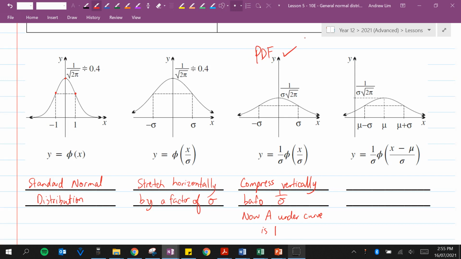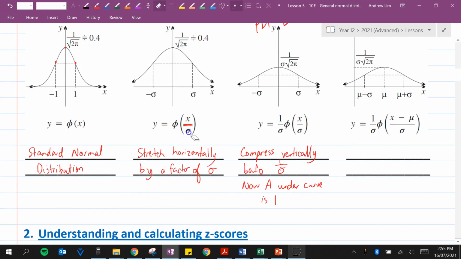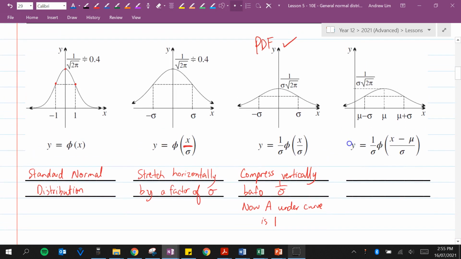So we can see here, I'm just going to go back to this. We stretch it horizontally, so it needs to be x over something, because we're relating to the x-axis. We're dividing it by sigma, so we're stretching horizontally by a factor of sigma. And then here, we are compressing it vertically by a factor of 1 over sigma.